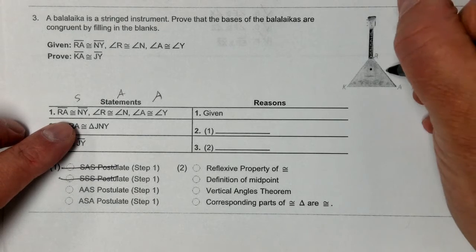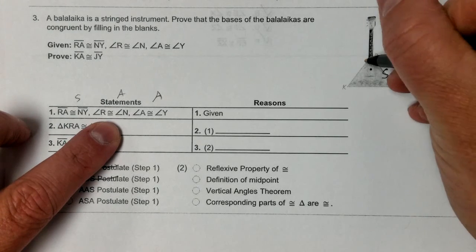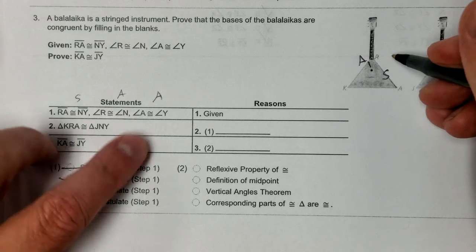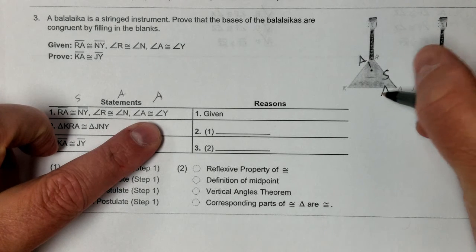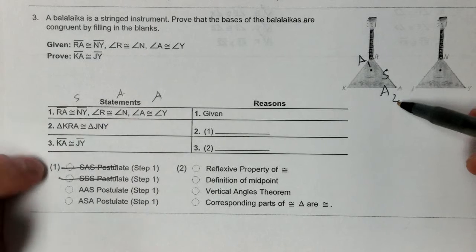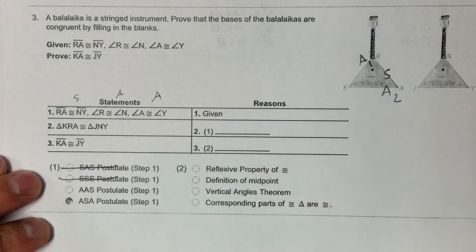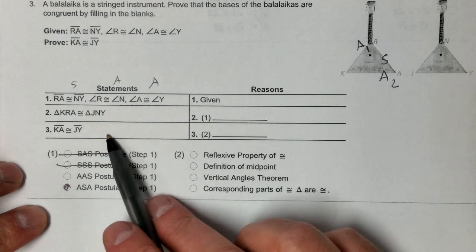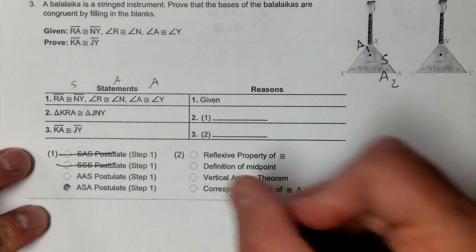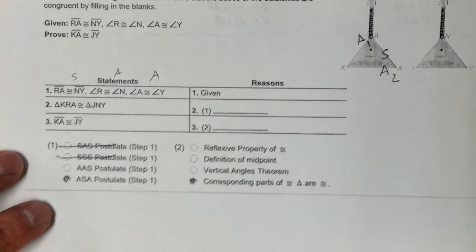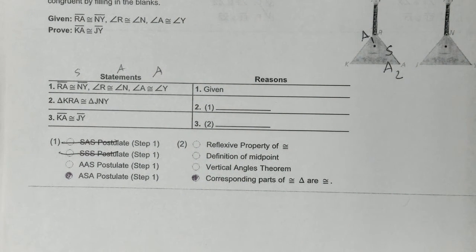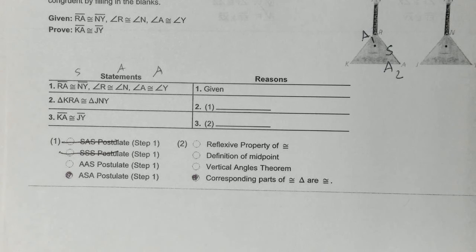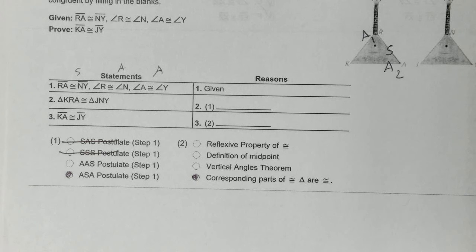RA, okay, that's this one. Angle R, I'm going to call that angle 1. And angle A, I'm going to call that angle 2. So ASA. And then after the triangles are congruent, then CPCTC. Any questions?